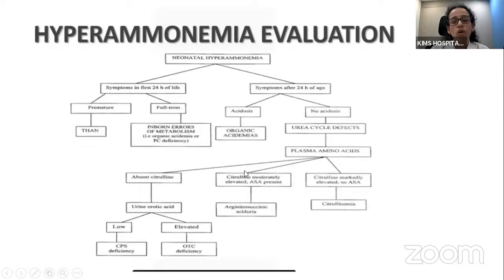So then if the citrulline is moderately elevated, then we should look for ASA. Then if it is present, then argininosuccinic aciduria. If citrulline is markedly elevated and there is no ASA, it means it is citrullinemia.